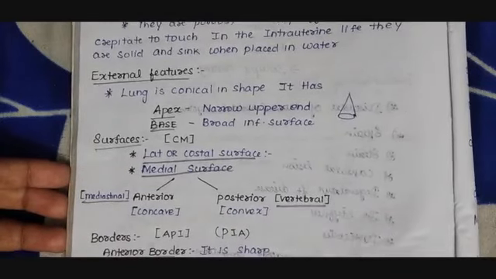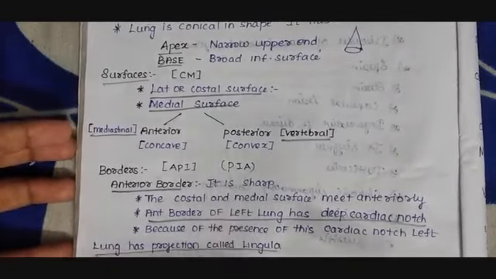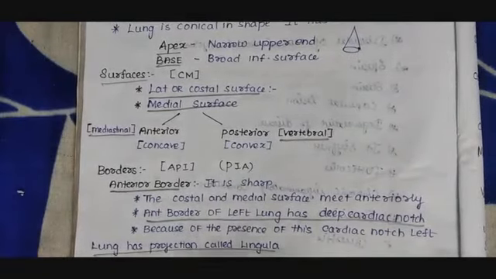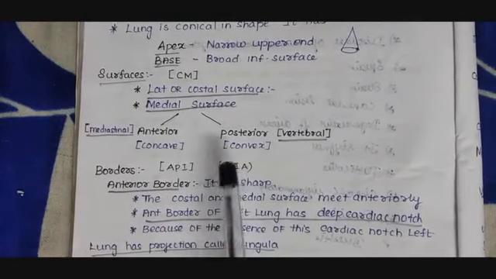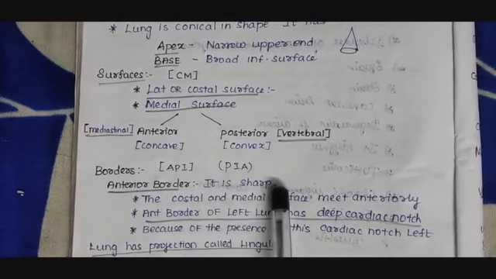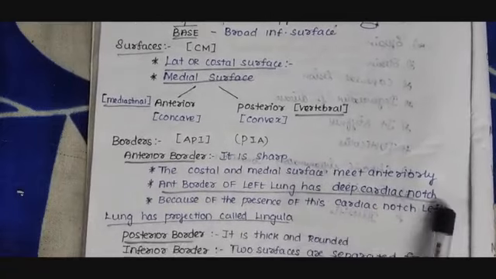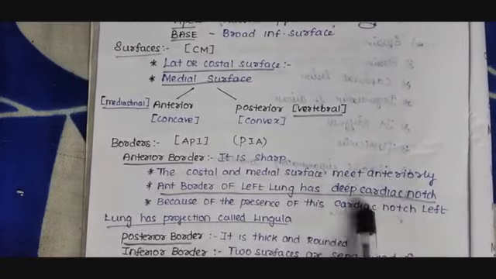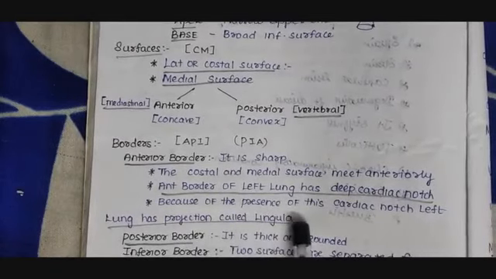To remember the borders, remember the mnemonic PIA mater, which is nothing but one of the layers of the meninges, right? P stands for posterior border, I stands for inferior border, whereas A stands for anterior border. The anterior border is sharp. The anterior border of the left lung has a deep cardiac notch. Because of this cardiac notch, the left lung has a projection, which is referred to as the lingula.